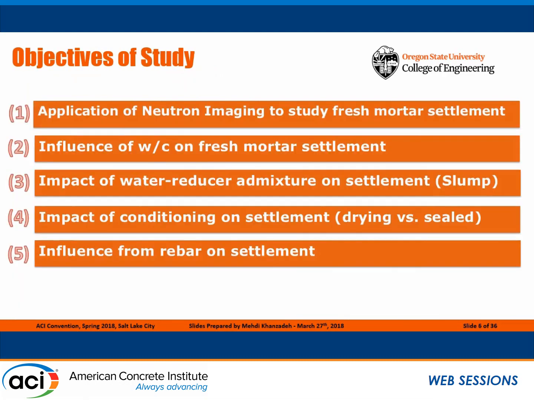So these are the objectives of this study. We want to see if we can use neutron imaging to study the settlement and see the influence of the water cement ratio on fresh settlement, and see the impact of the water reducer admixture. So if you want to use a low water cement ratio and add a water reducer to increase the workability and slump, how is it going to change the settlement? And then the impact of the conditioning, where we're going to have a sealed versus drying case. And at the end, we have the influence of the rebar on settlement.